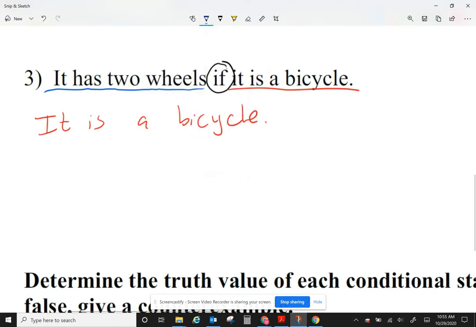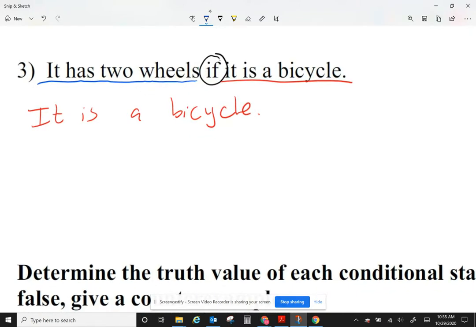If I was asking for the conclusion, I will write it has two wheels. Keep in mind because the number 2 was written in letters, T-W-O, I wrote two in letters. I didn't write the number 2, so don't change the wording. Keep it as it is.